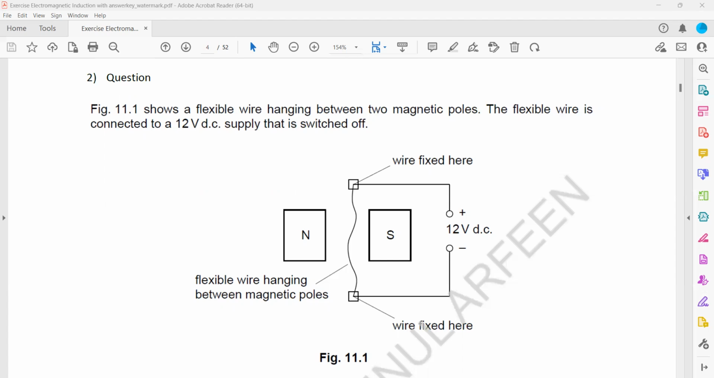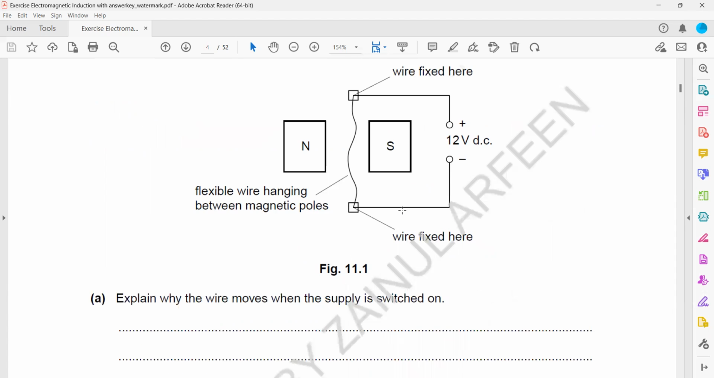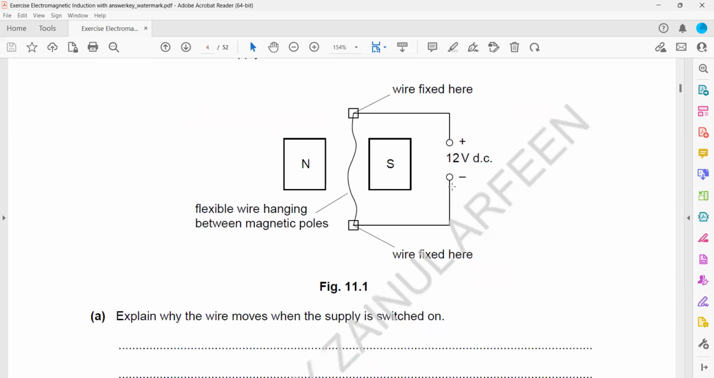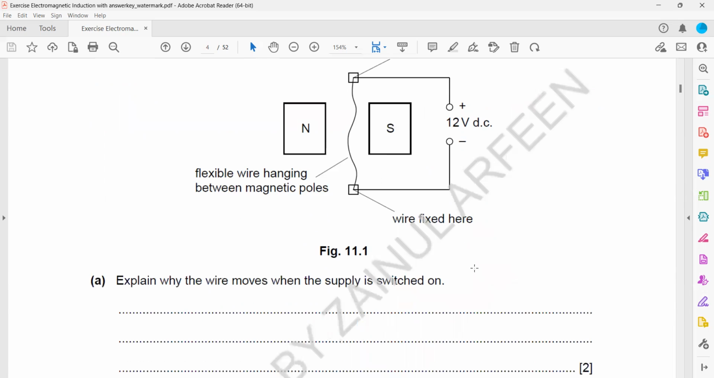So first part, explain why the wire moves when the supply is switched on. And it's of 2 marks. So what is the reason why the wire moves when the supply is switched on?